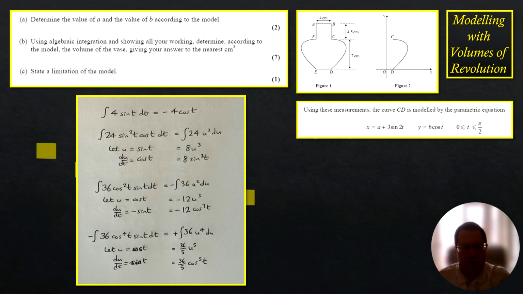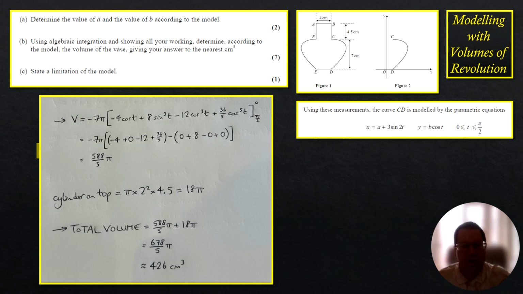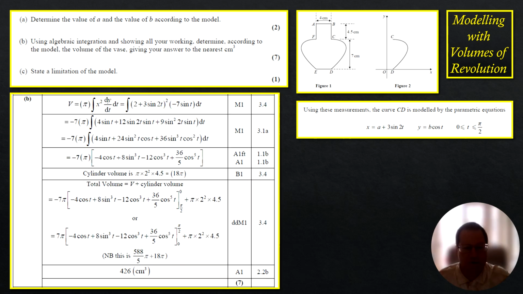So this is me integrating all 4 of those terms. I'll let you pause the video to read them through. And then at the top of my solution here, you have me substituting in 0 and pi over 2 to get 588 fifths of pi. Then we also need to add the cylinder on top, which has a radius of 2 and a height of 4.5, giving us 18 pi. So the total volume is going to be given by the sum of those two things, which is approximately 426 centimeters cubed. Just for confirmation, here is the mark scheme for that particular part of the question.